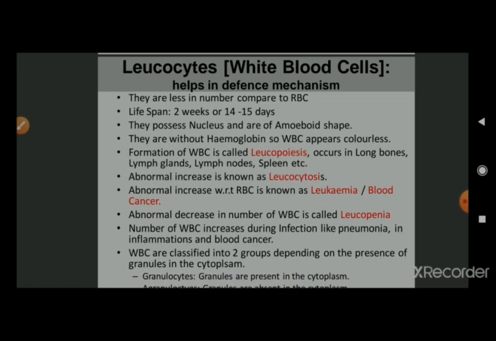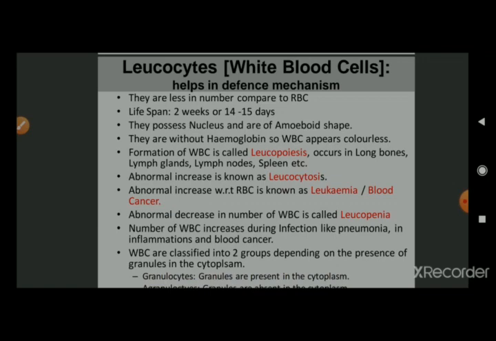Lifespan is about 2 weeks, that is 14 to 15 days. They possess nucleus and they are amoeboid in structure. They are without hemoglobin, so WBC appears colorless. Formation of WBC is called leukopoiesis, and it takes place in long bones, lymph glands, lymph nodes, spleen, etc.